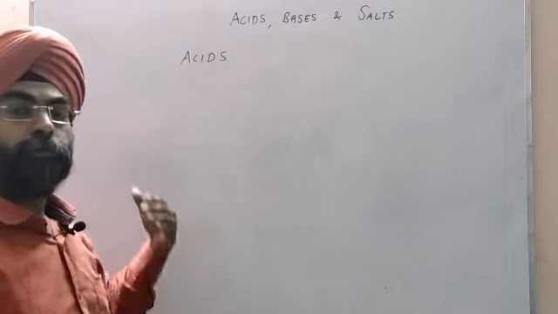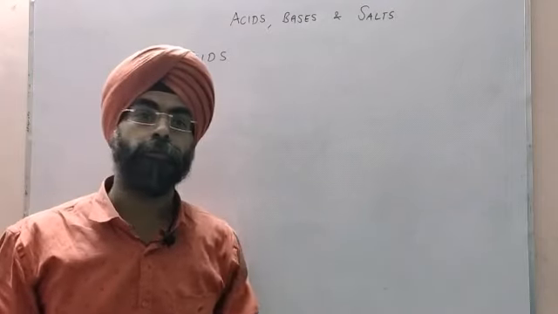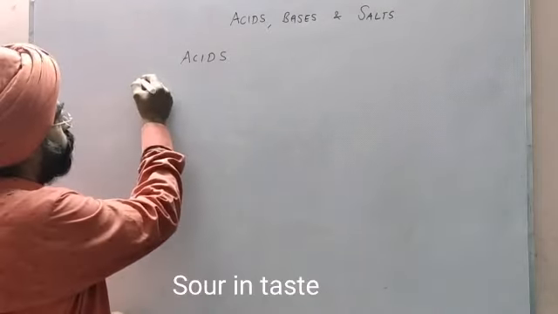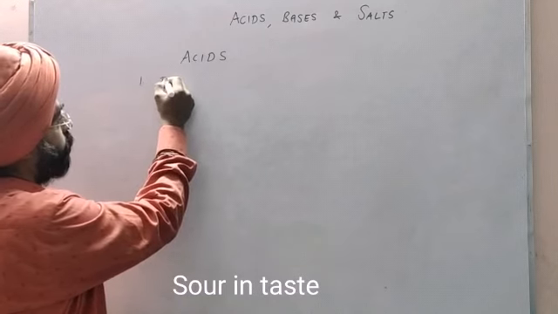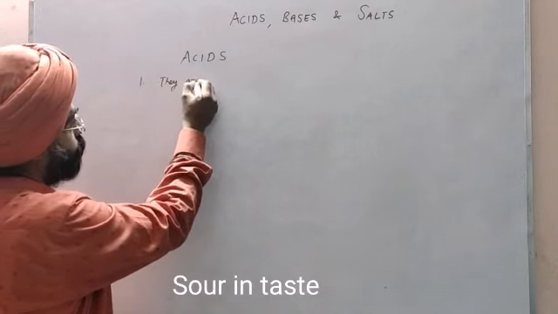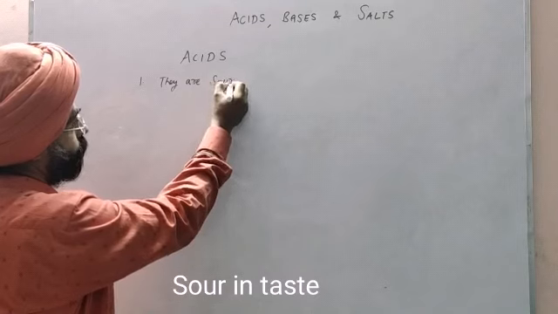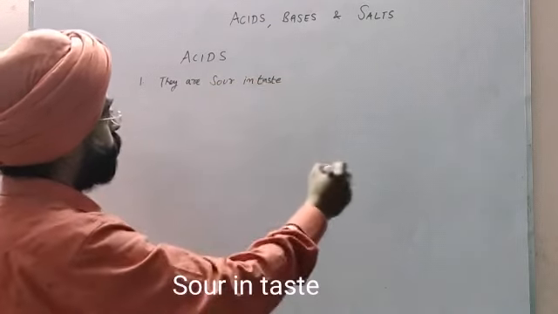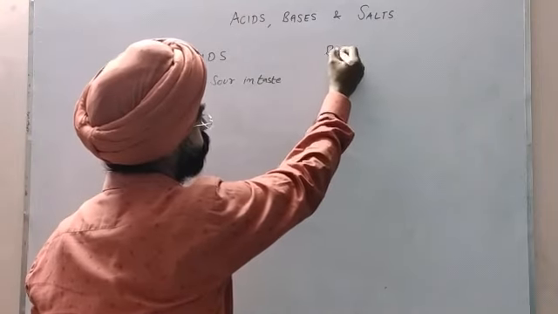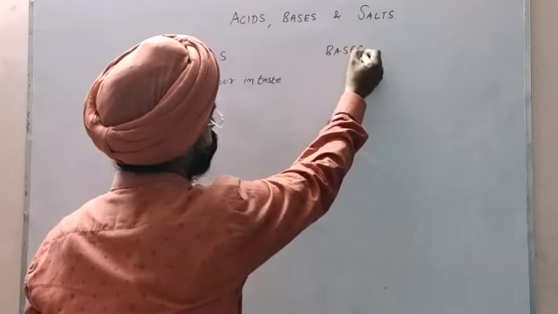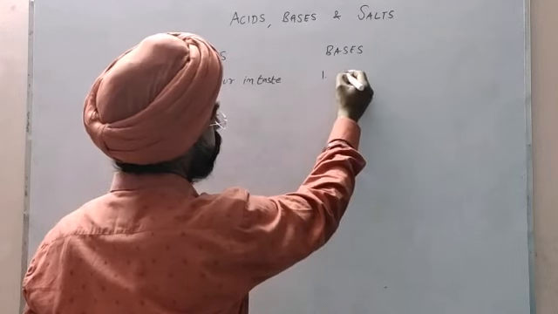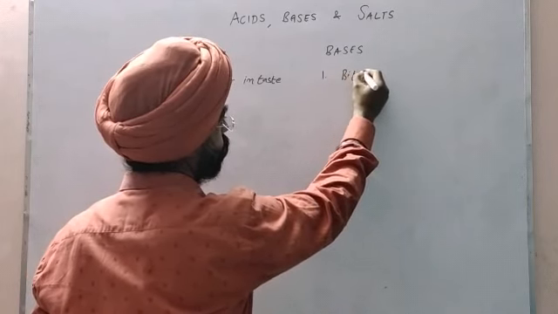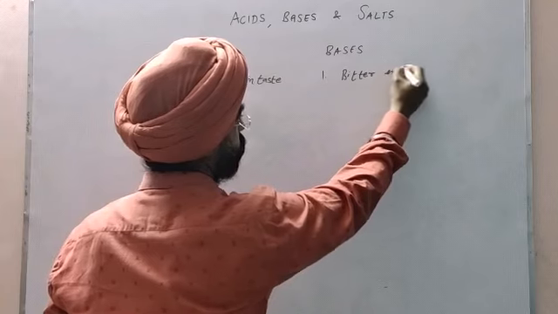Acids are the substances which are usually sour in taste. Acids, first their properties, they are sour in taste. Bases, first point, they are bitter in taste.